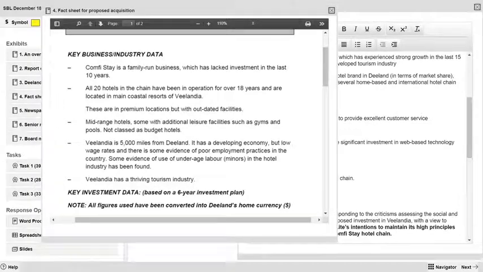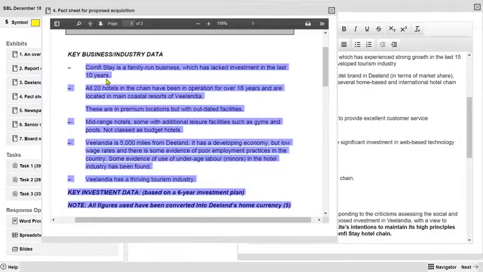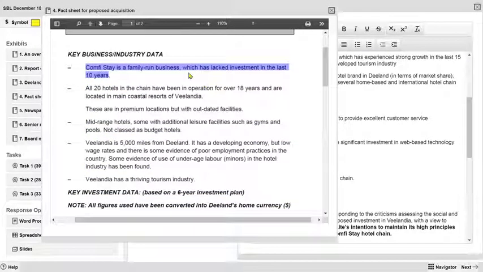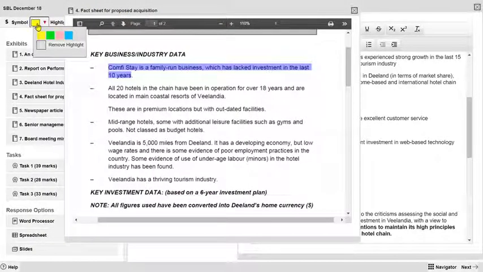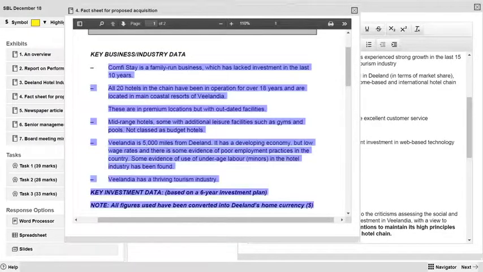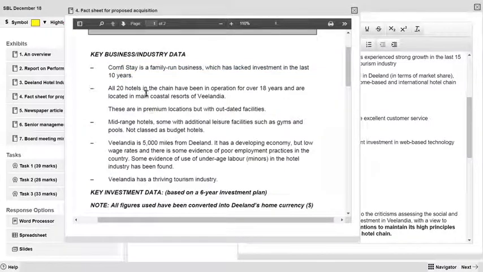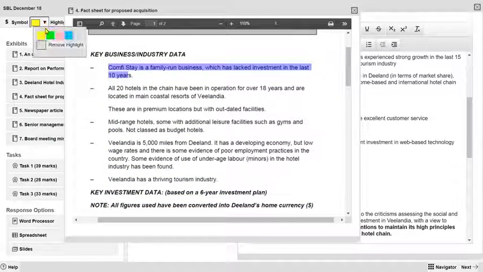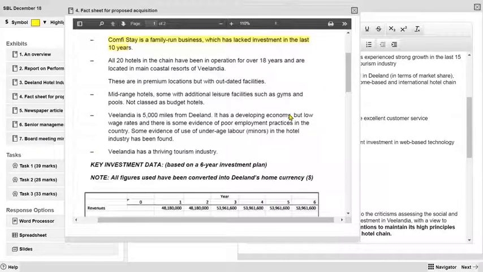Key business industry data. Comfy Stay is a family-run business which has lacked investment in the last 10 years. It's a family run business. Okay. Why is it not highlighting? Press the button, highlight. Sorry guys. Select the color and press highlight. Yeah. All 20 hotels in the chain have been in operation for 18 years and are located in the blah, blah, blah. These are mid-range hotels.